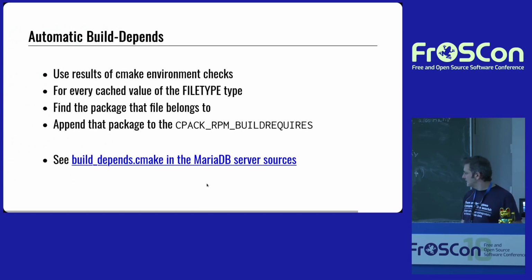So we have this small script called build depend CMake, which goes through the CMake cache, and for every file specified by a path, compilers, Git, assembler, whatever executable we need, whatever library CMake found that it needs, it determines what package this file belongs to and appends everything to the CPack RPM build requires. And again, this was written once, maybe 5 or 7 years ago. Since then, nobody ever touched it. You just do it once and forget. It just automatically works and requires absolutely no maintenance.